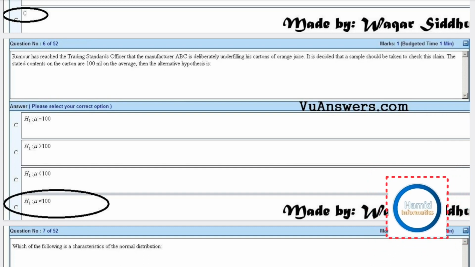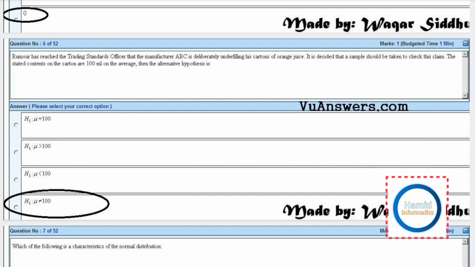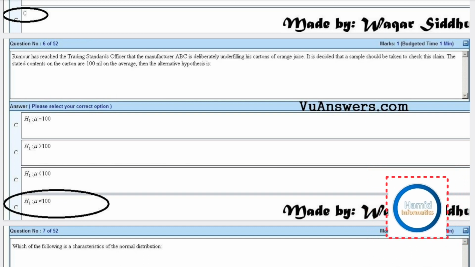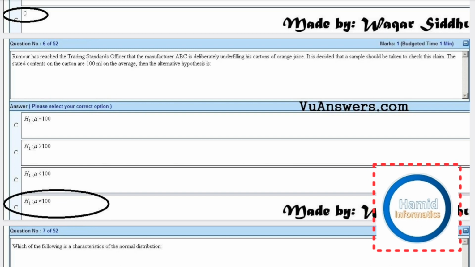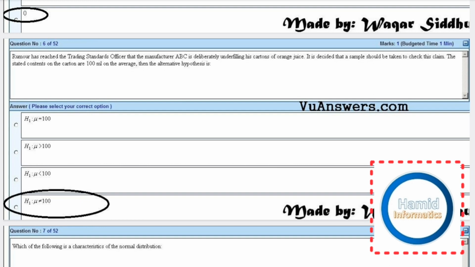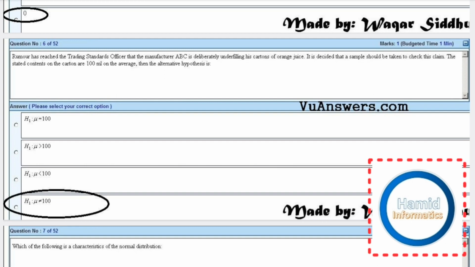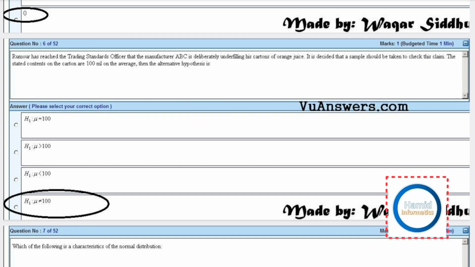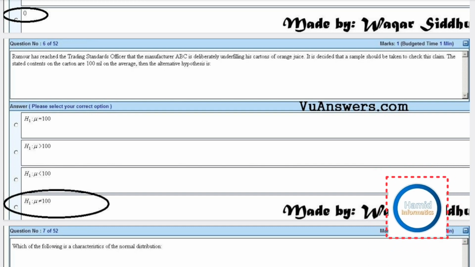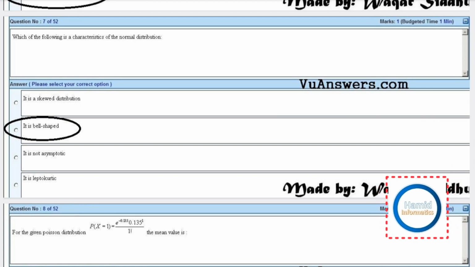Next is rumor has reached the trading standards officer that the manufacturer ABC is deliberately underfilling his cartons of orange juice. It is decided that a sample should be taken to check this claim. The stated contents on the carton are 100 ml on the average, then the alternative hypothesis is H1: mu doesn't equal 100.